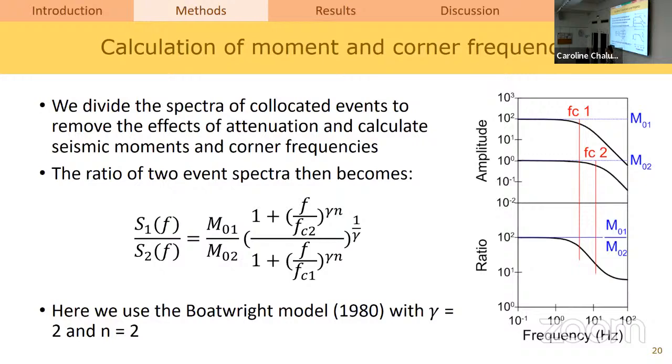However, a seismic spectrum is also affected by the propagation of waves from the earthquake to the station, and that means we need to remove this propagation effect in order to retrieve these properties. To do that, we divide one of these spectra by the other, and in this way we're able to retrieve both the two corner frequencies as well as the ratio of seismic moments between the two. This is the formula that we use to fit this ratio.